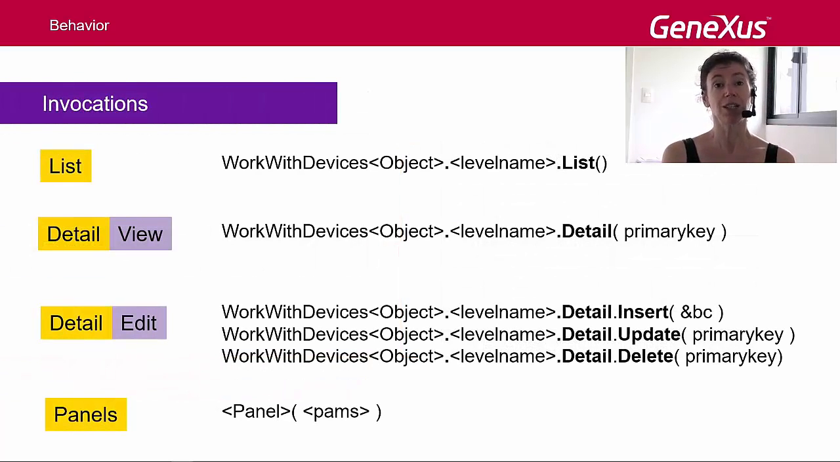First, we will review the syntax of invocations to work with components and panels, which are main objects with an interface in smart device applications. We had already seen that the work with list was invoked in this way, with the name of the work with devices of the corresponding object, the level name, and then the list method with no parameters.